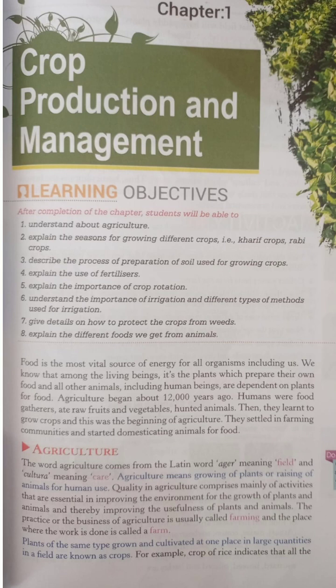So as the name of the chapter suggests, that is production of crops. In this chapter we'll be dealing with the various practices that a farmer has to follow for getting a good yield. So let's start.